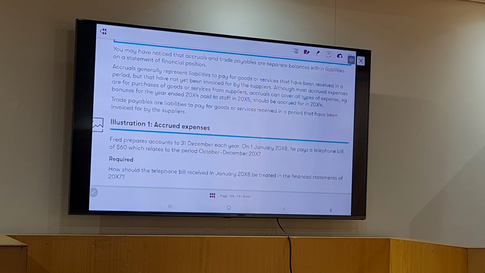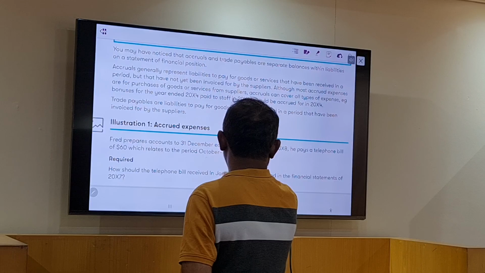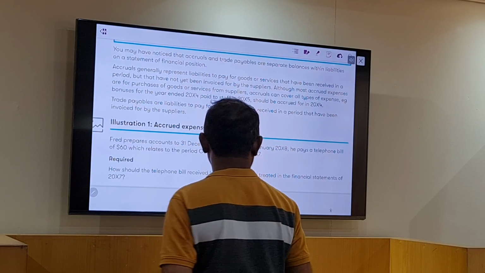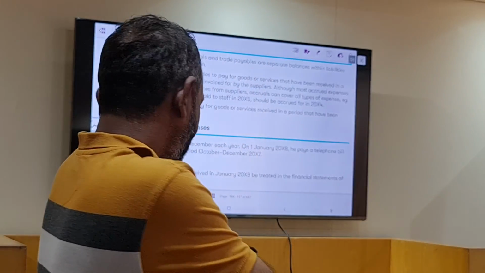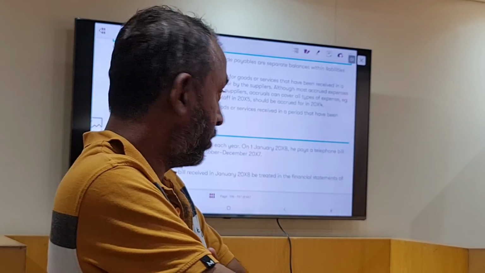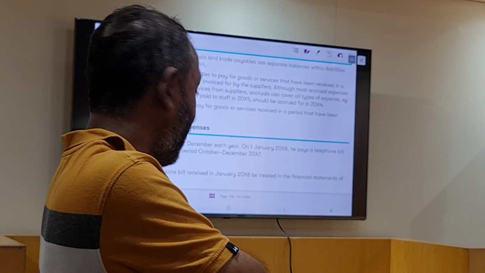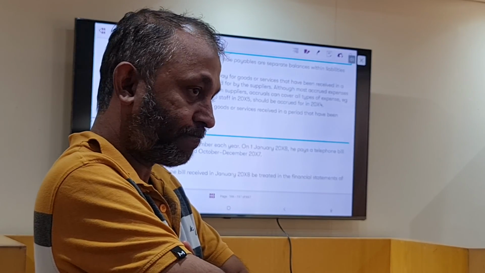Prepares accounts to 31st December. Here, what is the very important point? Year end. Year end is very important. On 1 January 2018, he pays a telephone bill of 60, which relates to the period October to December 2017. That's 3 months: October, November, December.